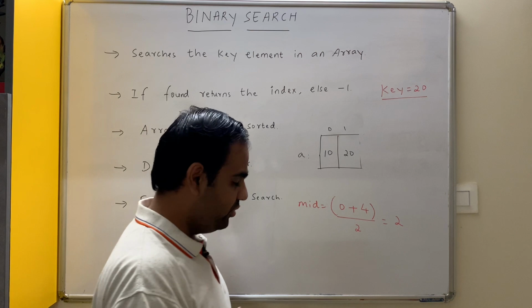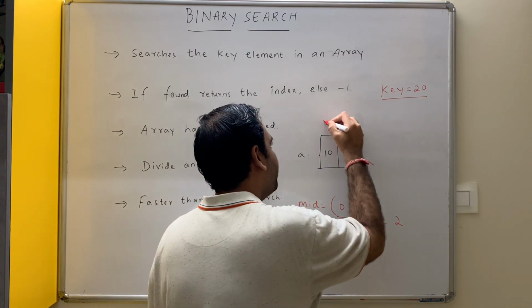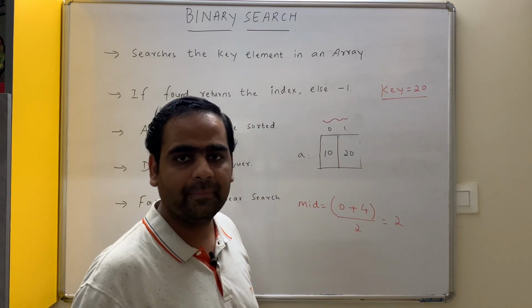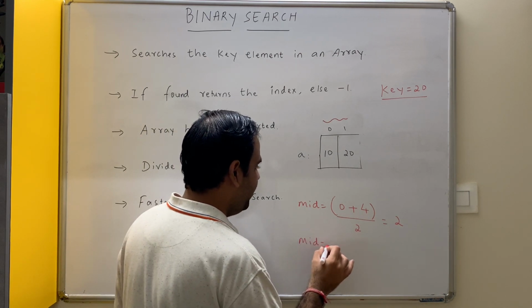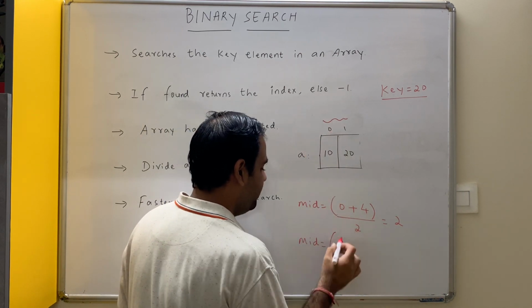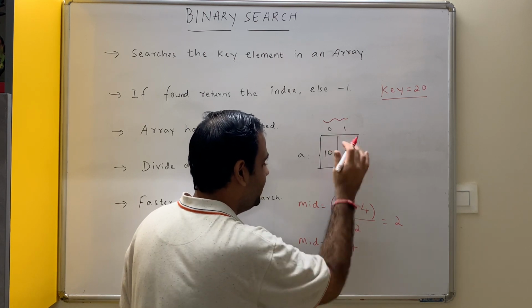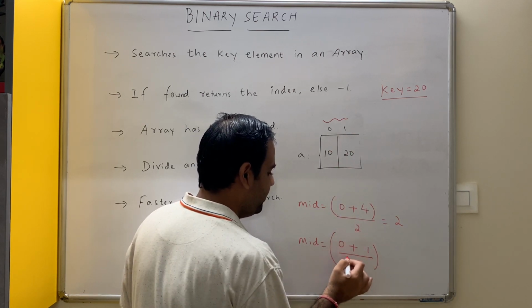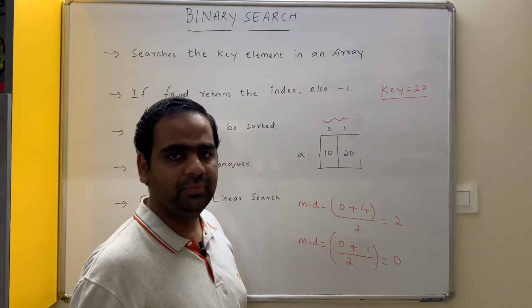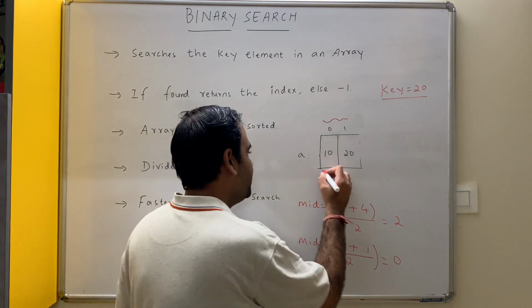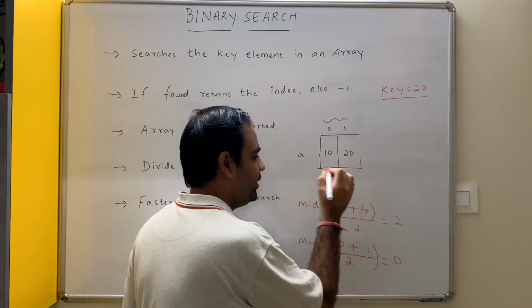And the next step, we will search in the remaining part of the array. And again what we do, we find the midpoint. Now what is the midpoint of this array? The lower limit is 0, the upper limit is 1, whole divided by 2. 0 plus 1 by 2 is 0, since integer by integer is integer. That means this becomes the midpoint.